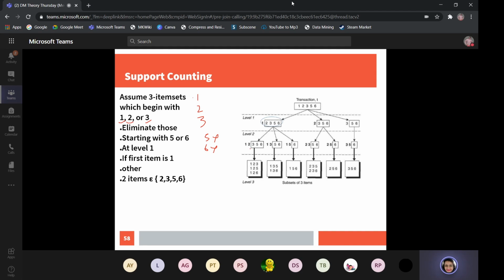Once 1 2 is done, your possible candidates are 1 2 3, 1 2 5, and 1 2 6. Similarly 1 3 5, 1 3 6, and 1 5 6, and the same goes for 2 and 3. So you have eliminated 5 and 6 because they were not your candidates. Now you have built a tree for the candidates which started from 1, 2, 3. Whatever candidates come in this transaction, you will go to that path and increment the relevant count.